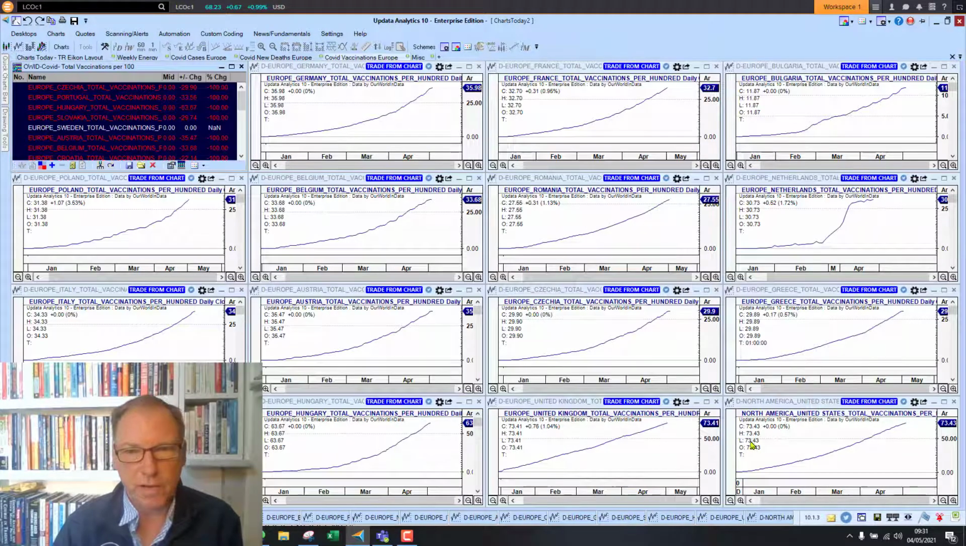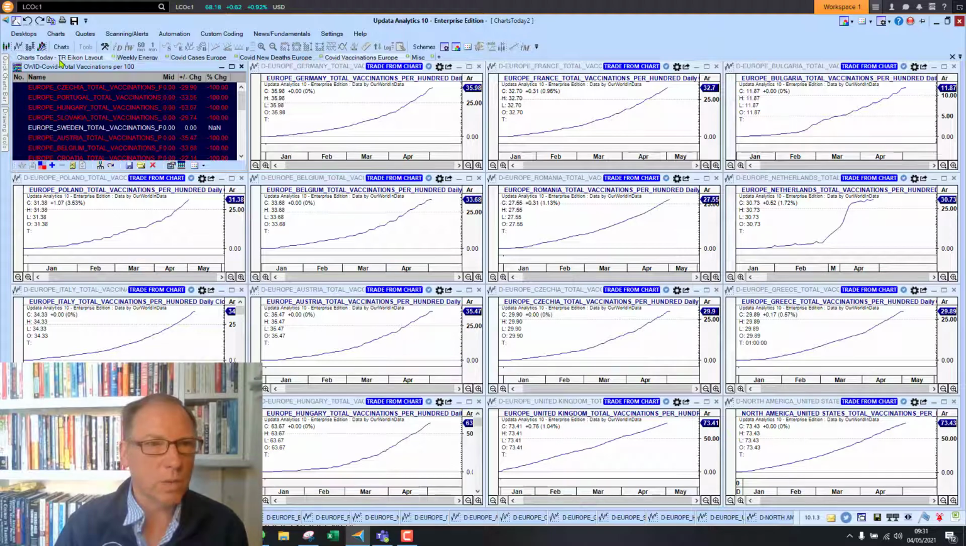And if we look at the vaccination rates, nudging the three-quarter level in the UK and the US, and a third, just over a third in France and Germany. Most European countries now got their vaccine programs well underway.